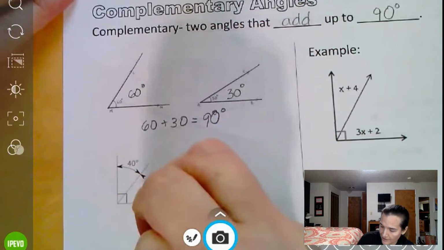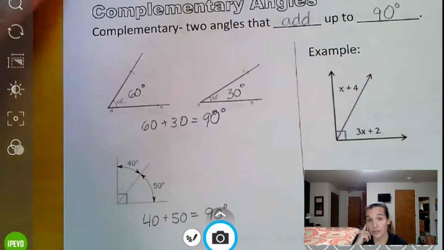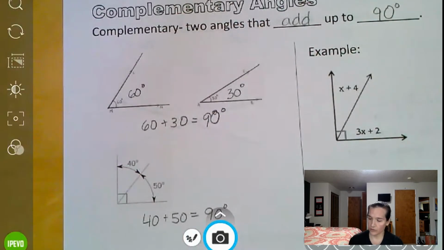Again, if we add 40 plus 50, you get 90 degrees. So these two here are also a right angle, also known as complementary.